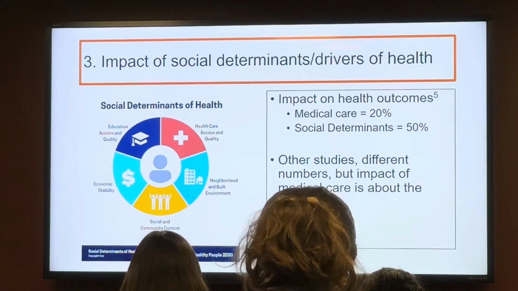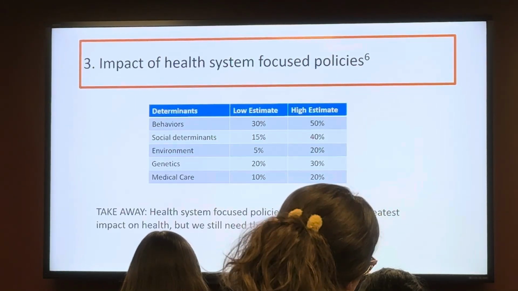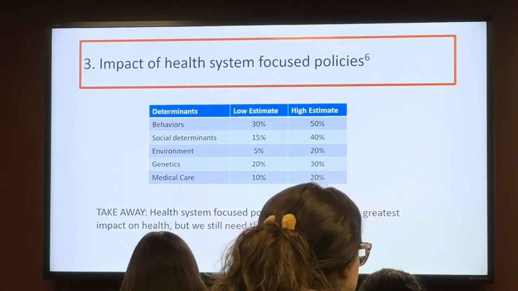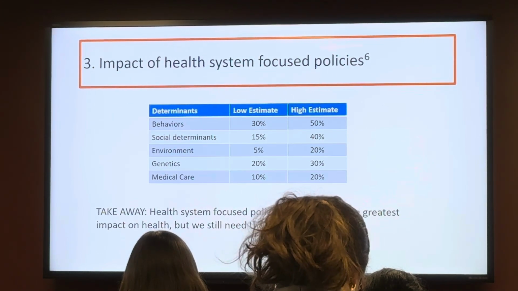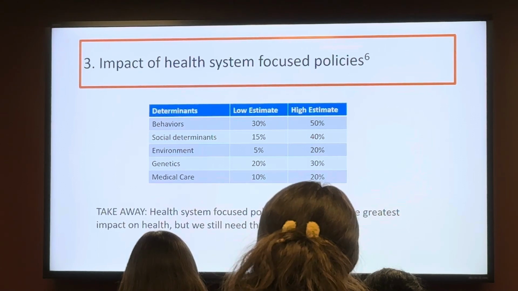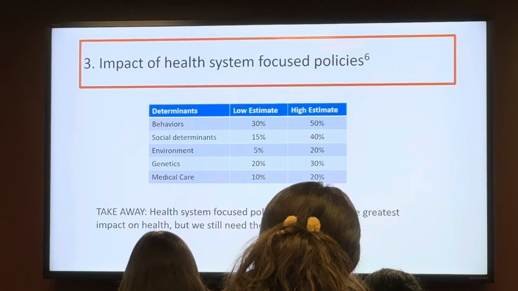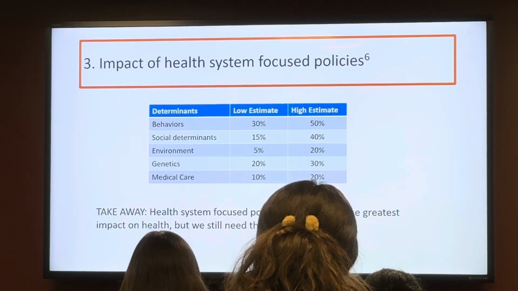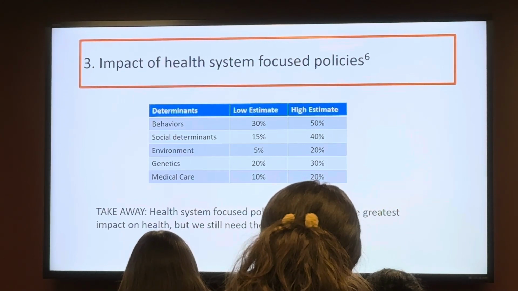This study was a meta-analysis done back in 2014, so it's almost ancient history. But what they note, again, is that the impact of medical care is somewhat limited. And they also put an emphasis on behaviors, and we're going to talk a little bit more about that. So if we're going to focus all of our policies just on the medical care system or the healthcare system, what's the impact that we're going to have overall on improving individual or population health?